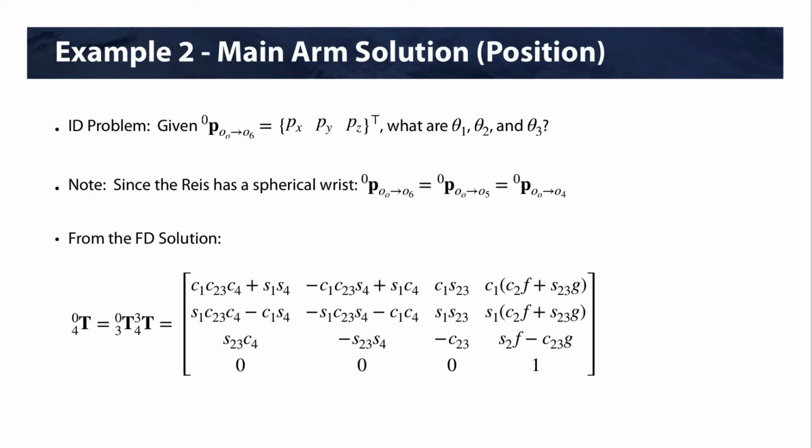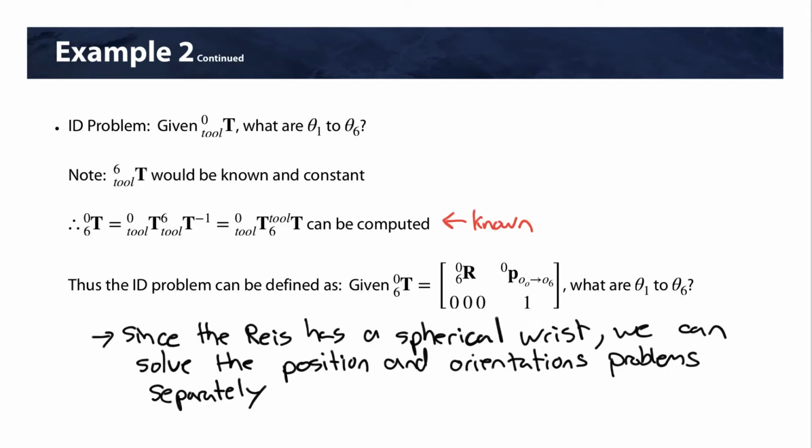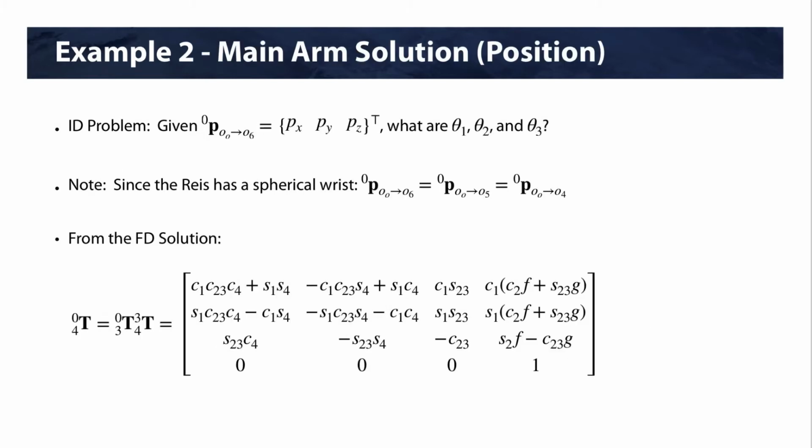So we're first going to look at the main arm solution, which is the position problem. So in this case, we're given the position of our wrist center. Remember, we calculated that here, so we know that. And we want to know what our theta 1, theta 2, and theta 3 are. Now, since the Rice has a spherical wrist, we know that the position of frame 6 is also the position of frame 5, which is also the position of frame 4.